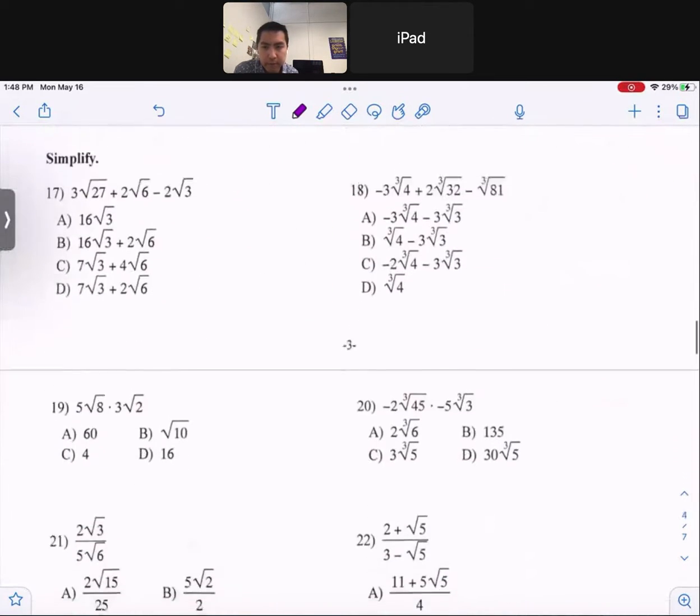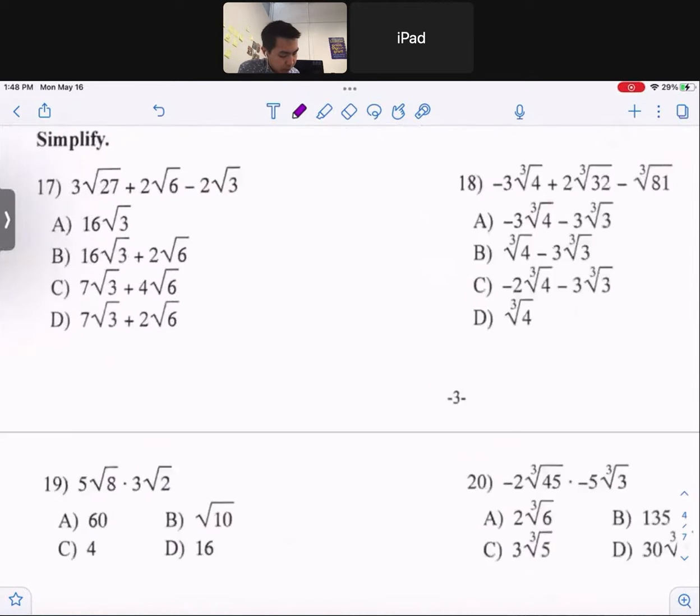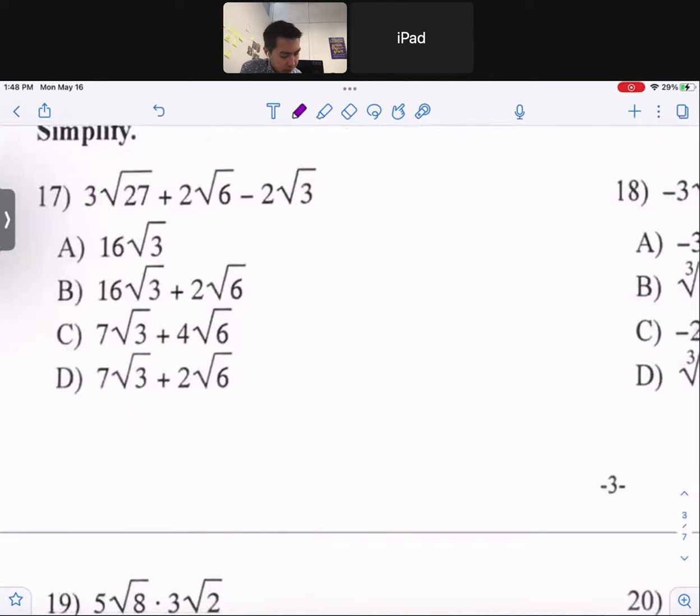So there's D. Now let's get to radicals, right? So for this, you guys have to get the same radical or same radicand. But first you gotta simplify this stuff. Well, we can simplify this for sure.